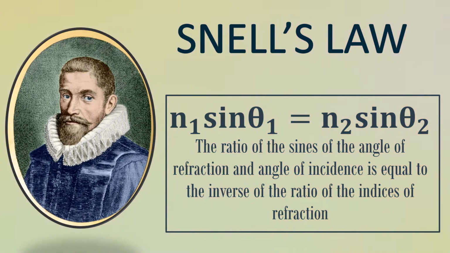I repeat, the ray that is in the denser medium is traveling slower and makes a smaller angle with the normal line, while the ray that is in the less dense medium is traveling faster and makes a bigger angle with the normal line.